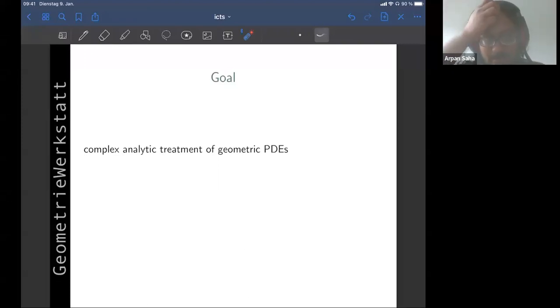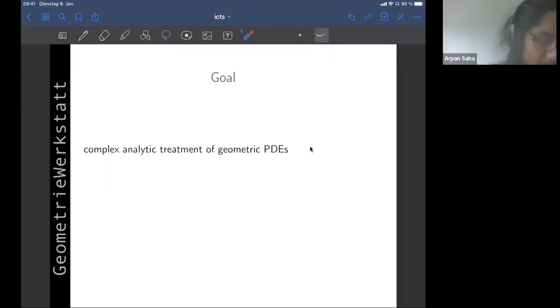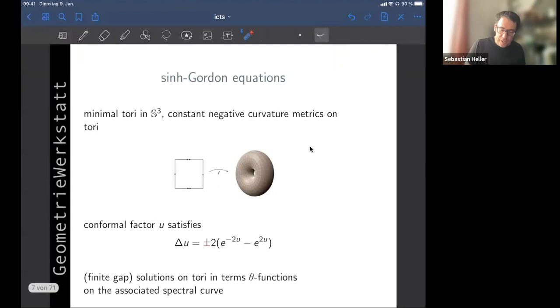My question was that you talked about constant negative curvature metrics on tori, but isn't that obstructed by the Gauss-Bonnet theorem? Oh yes, you get singularities. Yes, you get singularities, but still you get some kind of solutions to these equations away from the singularity. And somehow you still get some kind of Gauss-Bonnet if you take a certain renormalization of the singularities. Okay, thanks.